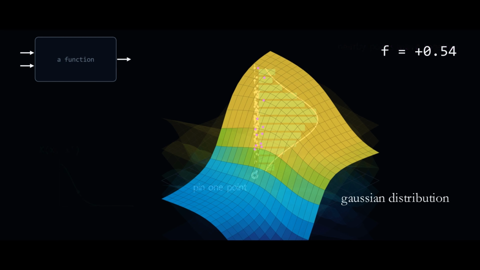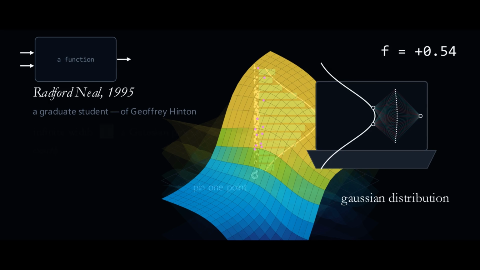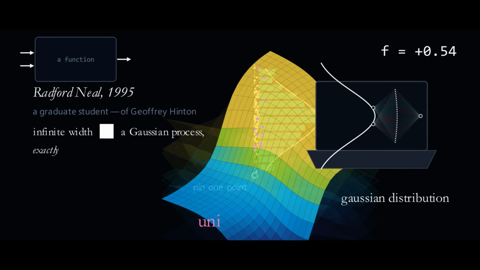Radford Neal proved this in 1995 as a graduate student of Geoffrey Hinton. As it happens, an infinitely wide neural network with random weights isn't approximately a Gaussian process. It is one. And notice what just happened. We widened the network and the details stopped mattering. The architecture washed out. Where have we heard that before?